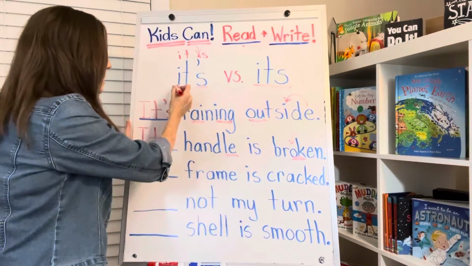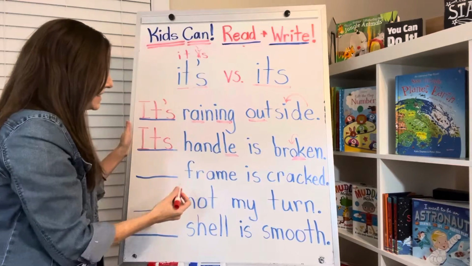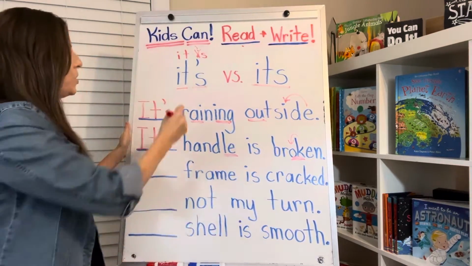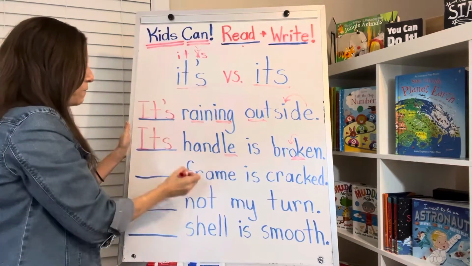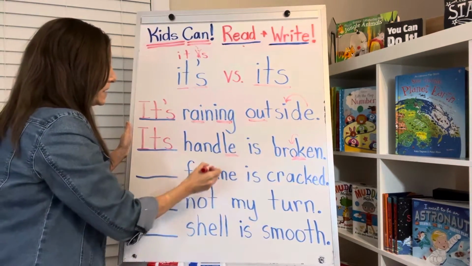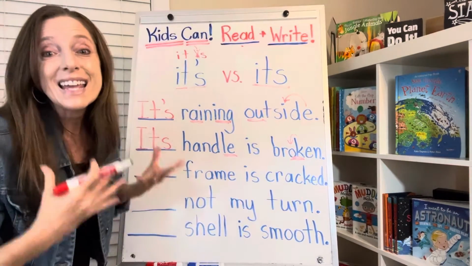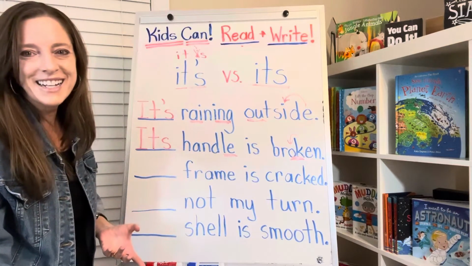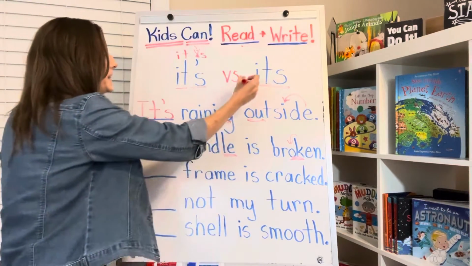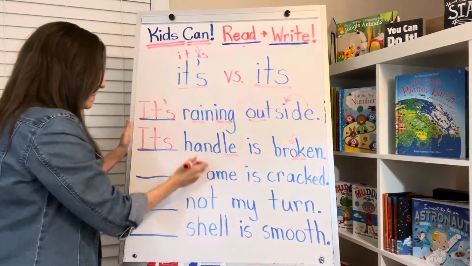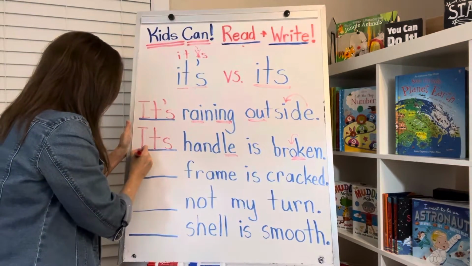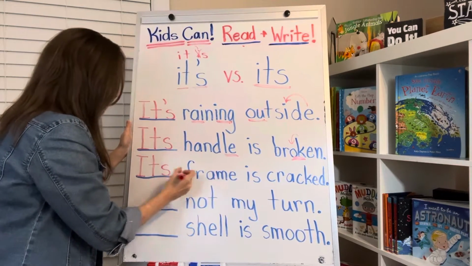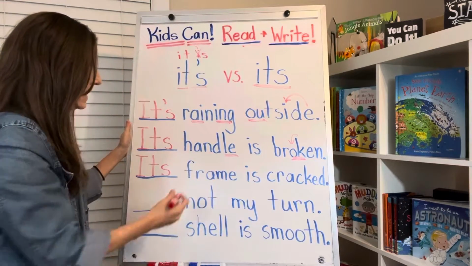All right, let's see, which one is it? This it or this it? Its frame is cracked. So try this one. Do you want it is frame is cracked, or does a frame belong to it? Its frame is cracked. Which one do you think? Give you a second, write it down, see how you do. So we want the possessive one. The frame belongs to it. So its, not it is, but its frame belongs to it, is cracked.